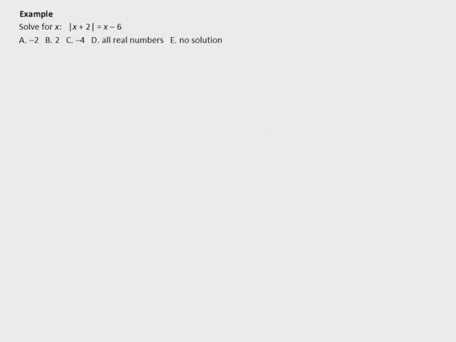Solve for x. Absolute value of x plus 2 is equal to x minus 6. So here we'll try by plugging in values. Let's try A. So I plug in A on the left hand side and on the right hand side. When I plug in minus 2, I get minus 2 plus 2, which is absolute value of 0, which is 0. On the right hand side, I surely do not get 0, I get minus 8. So A is not the solution.